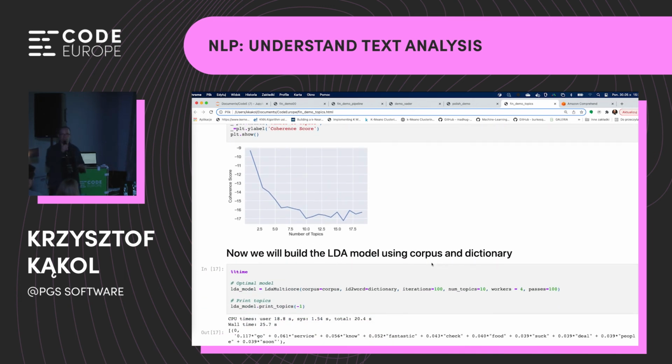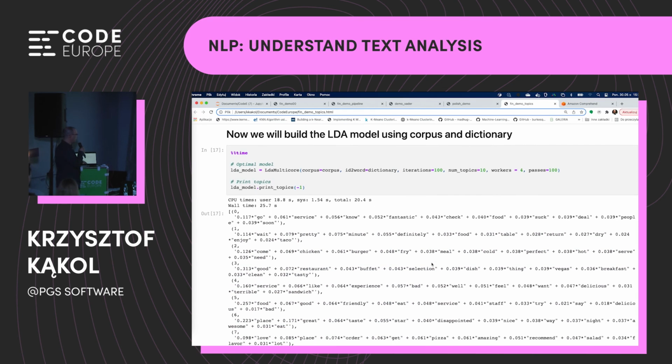But what we do then is just a single line of code. We have an LDA multicore model builder. LDA is an algorithm called latent Dirichlet allocation. LDA is not the only algorithm for building topics and doing topic modeling. There are lots of them, but LDA is by far the most popular one, I can say. So we give the library a corpus, our dictionary, and the proposed number of topics, and it just does its job, nothing more. And we can display these topics.